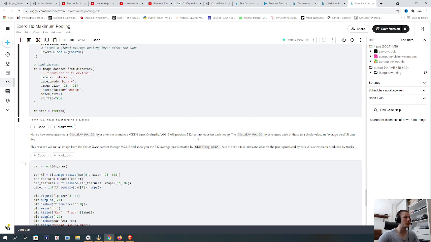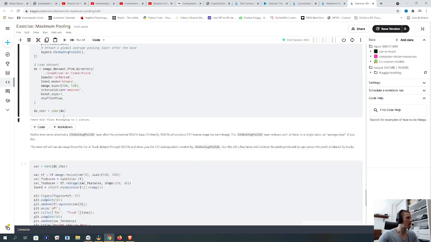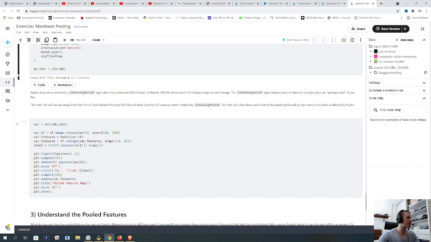Ordinarily, VGG will produce 512 feature maps for each image. The GlobalAvgPool2D layer reduces each of these to a single value, an average pixel. If you like, this next cell will run an image from the car or truck dataset through VGG and show you the 512 average pixels created by global average pooling. Run the cell a few times and observe the pixels produced by cars versus the pixels produced by trucks. Let's see if I can already run this.